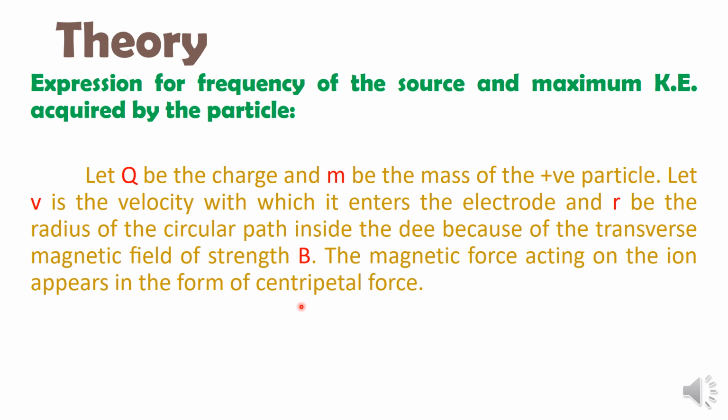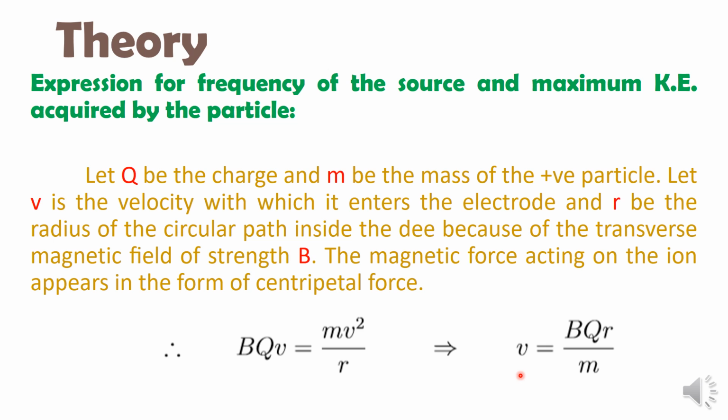Then the Lorentz force experienced by the charged particle will appear in the form of a centripetal force. Therefore, we can write the equation BQV is equal to mv square by r. From this relation, you will get the expression for the velocity. The velocity of the charged particle increases every time it enters into the gap. This is the expression for velocity, and you remember this expression. We are going to discuss this expression later.